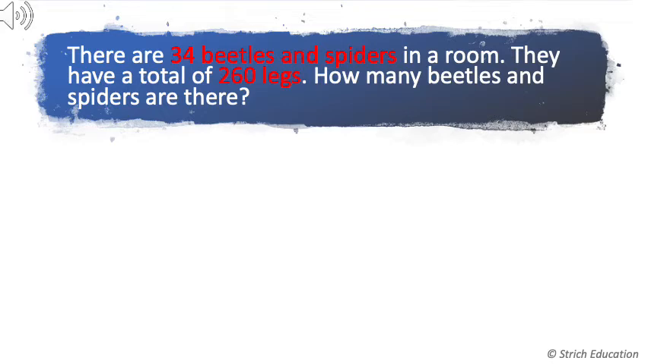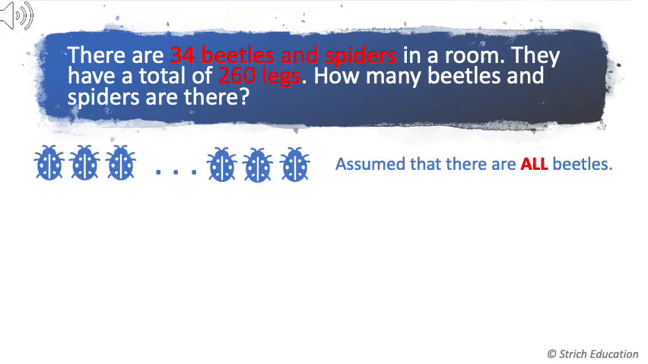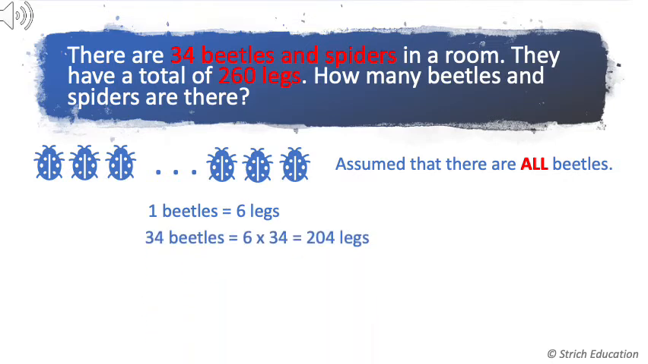The first thing we need to do when we are using this method is to make an assumption. Let's assume that all the 34 of them are beetles. So we have 34 beetles and no spiders. If they are all beetles, let's find out how many legs we should have in total. One beetle has 6 legs, therefore, 34 beetles will have 204 legs.